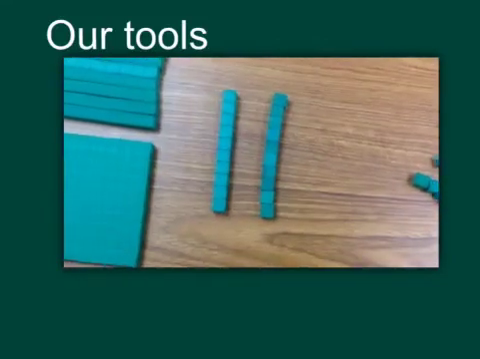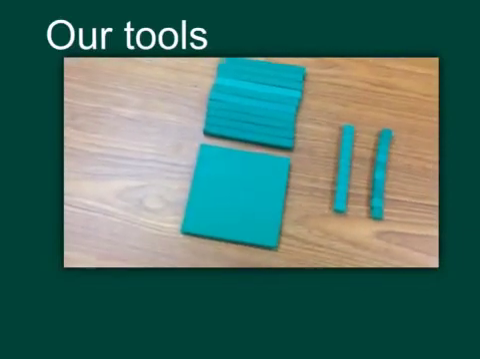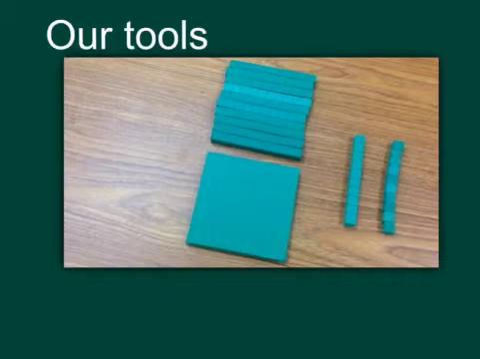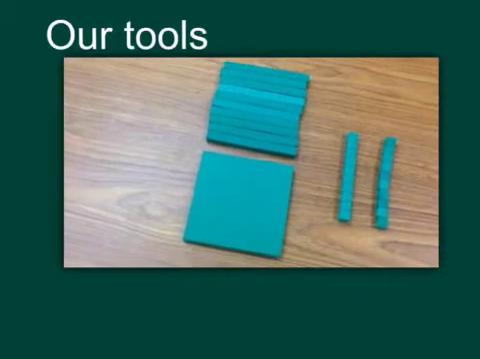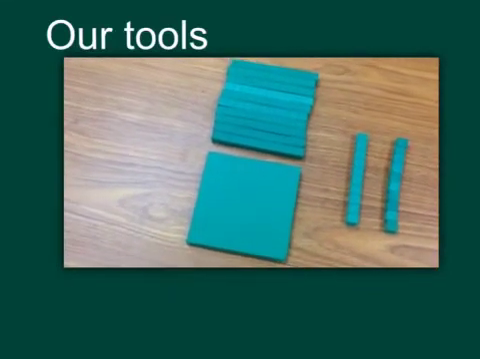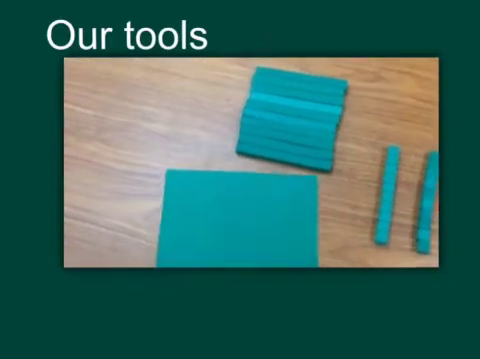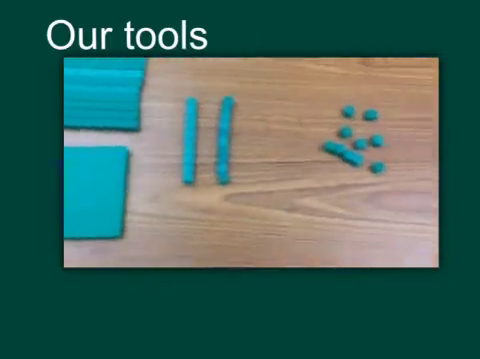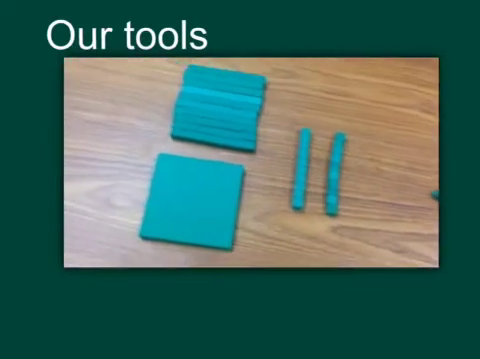And then if I lay 10 of those next to each other, I get a flat, which is worth how many? If I have 10 tens, it's 100. So one of these flats is going to be worth 100. That's how we can show place value with our markers.